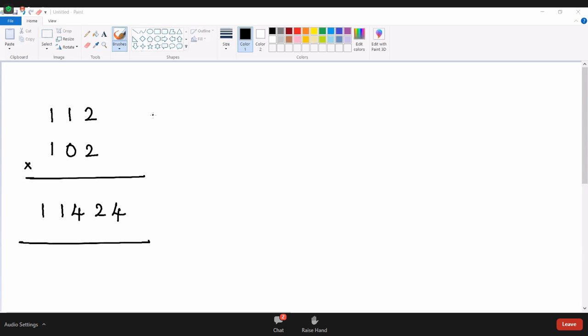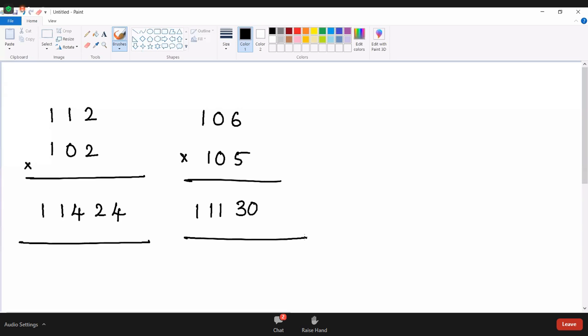Let me take one more. Try to give me the answer faster than me. For example, you have 106 multiplied with 105. What is the resultant you are going to get? Try to check. 106 into 105. You will get a result which is equal to 11130.